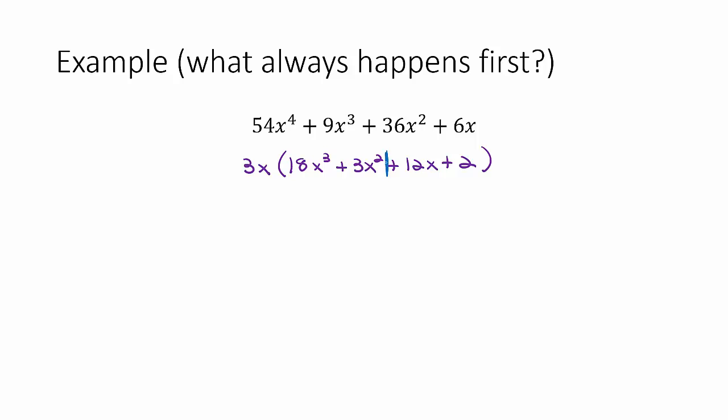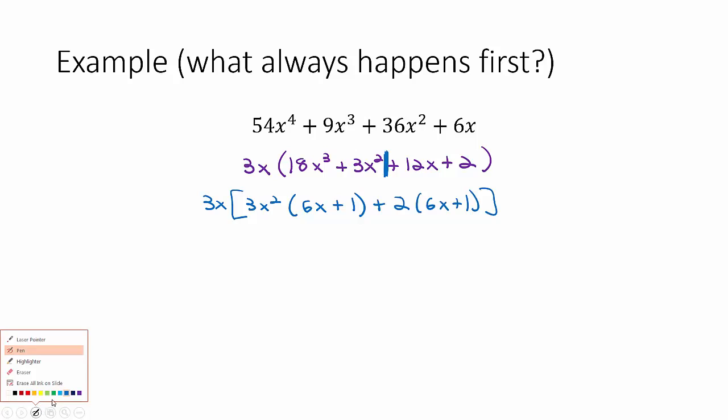Inside the parentheses, we'll divide it in half. Looking at the left side, we've got 18x cubed plus 3x squared. What do they have in common? They're both divisible by 3x squared. That's going to leave us with 6x plus 1, since 3x squared divided by 3x squared is 1. On the right side, keeping the sign, 12x and 2 are both divisible by 2, leaving behind 6x plus 1.